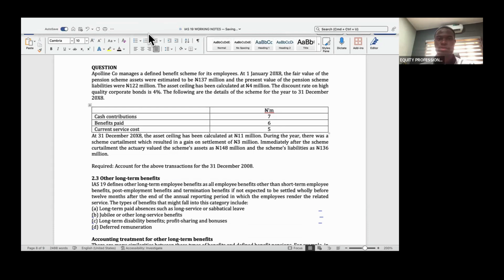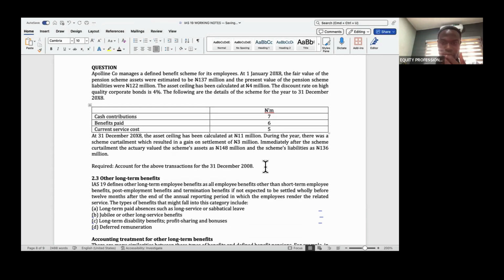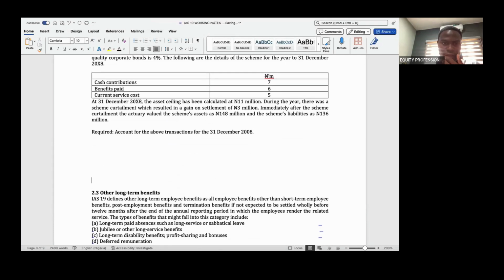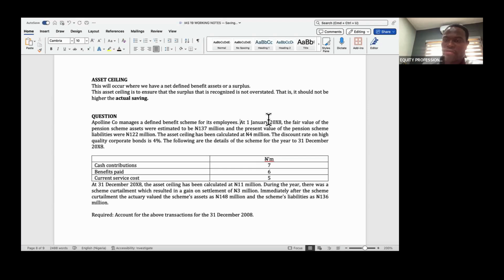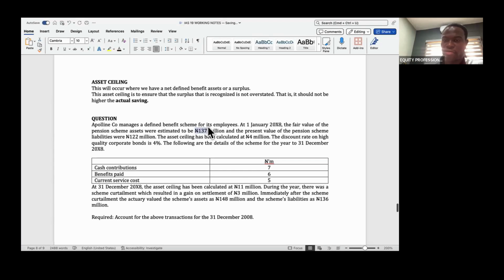So let's look at this question. This question says, Apolline Co. manages a defined benefit scheme for its employees. At 1 January 2008, the fair value of the scheme is 137 million. The present value of the scheme is 122 million. That is the present value of the obligation, of the scheme liabilities. So asset ceiling has been calculated as 4 million.